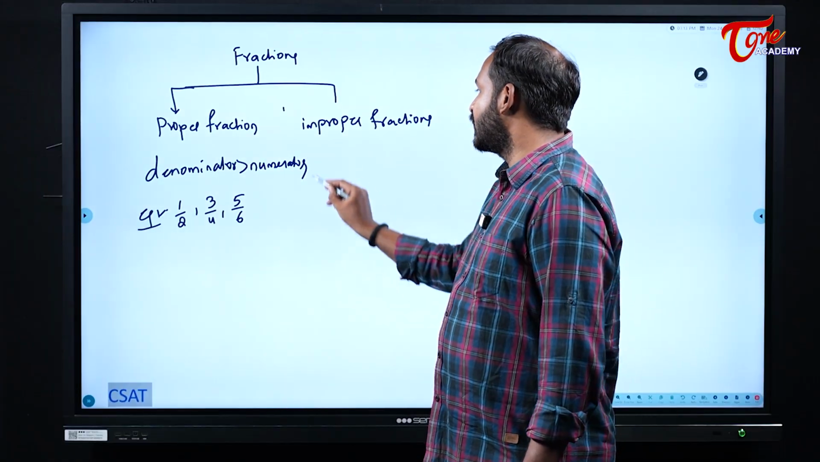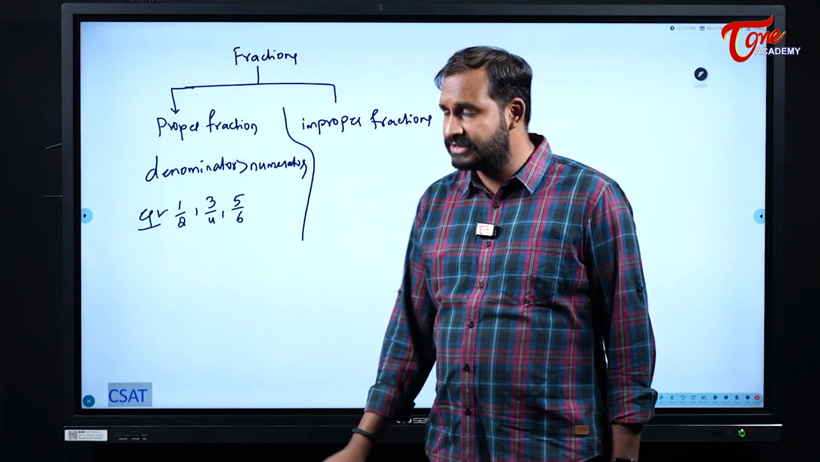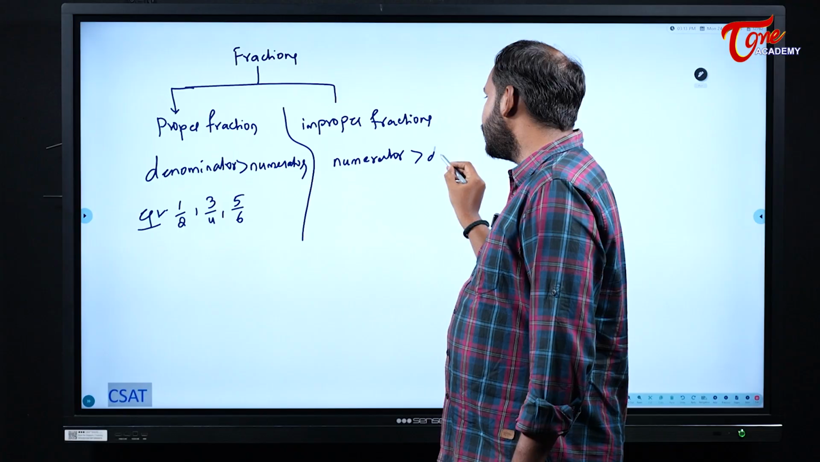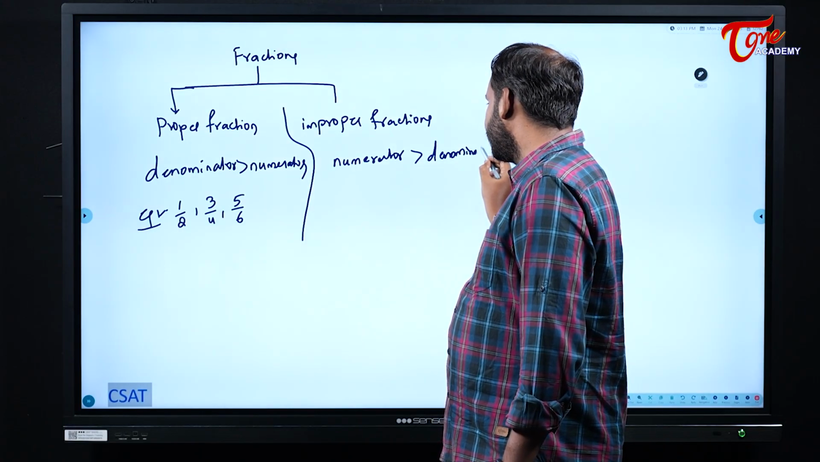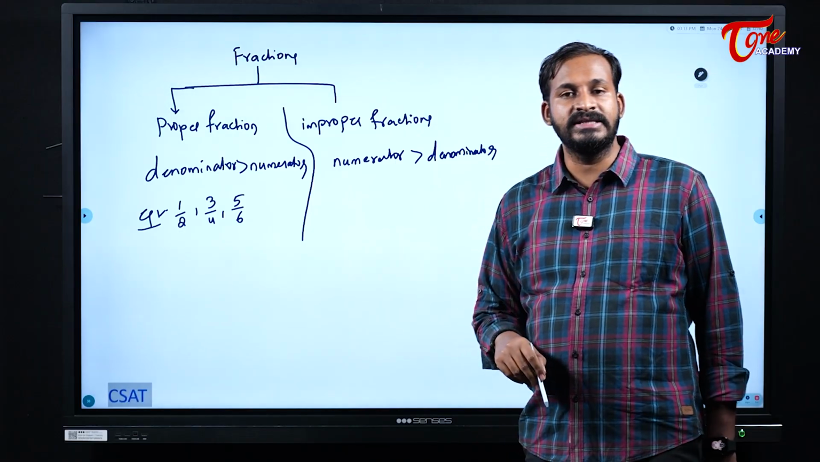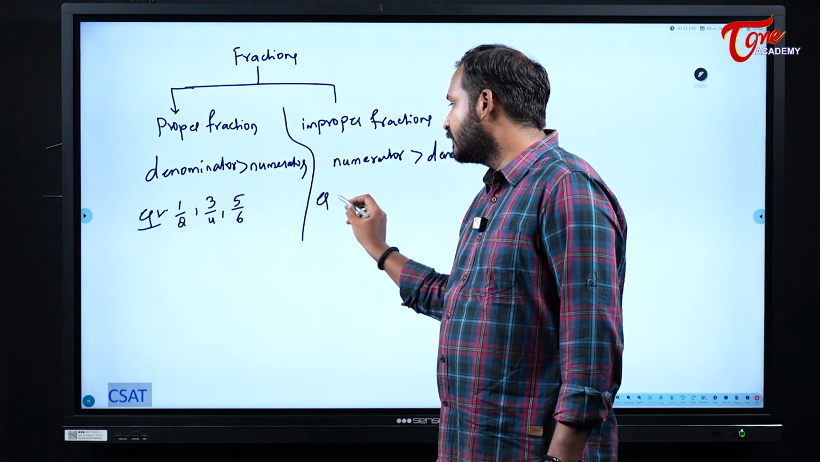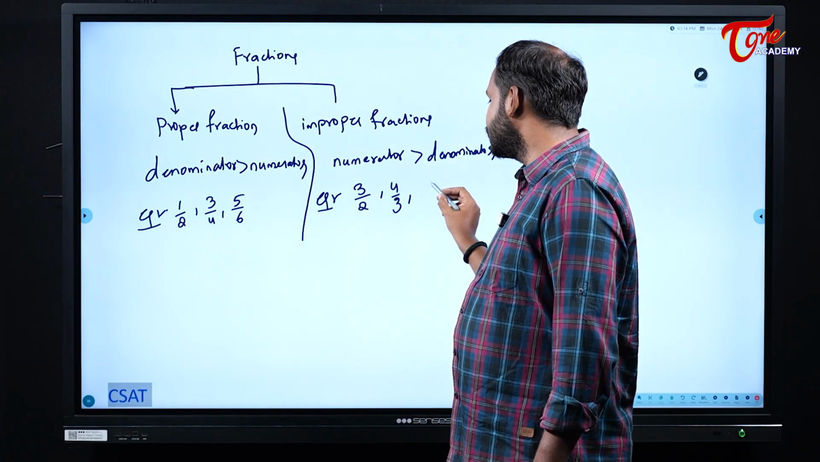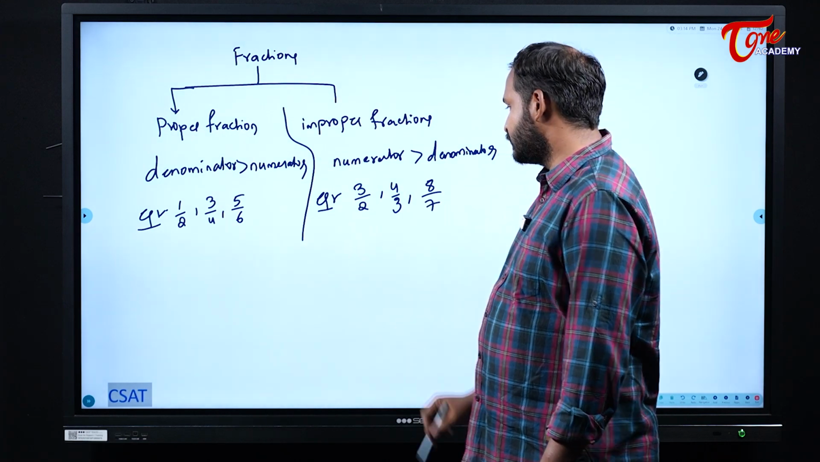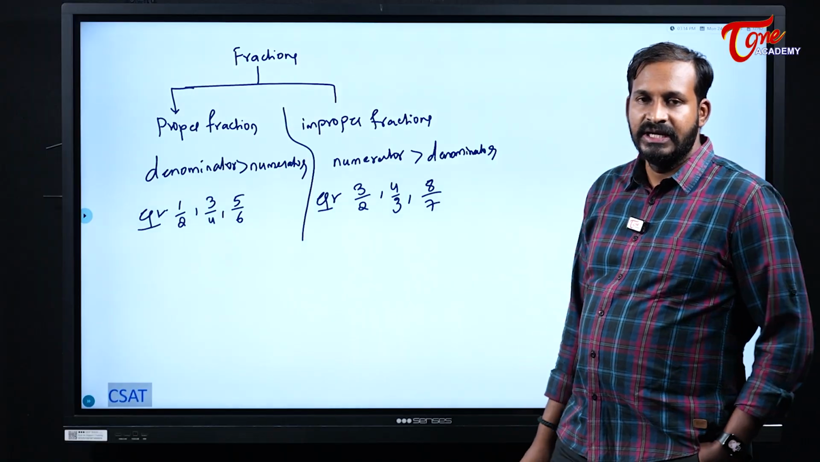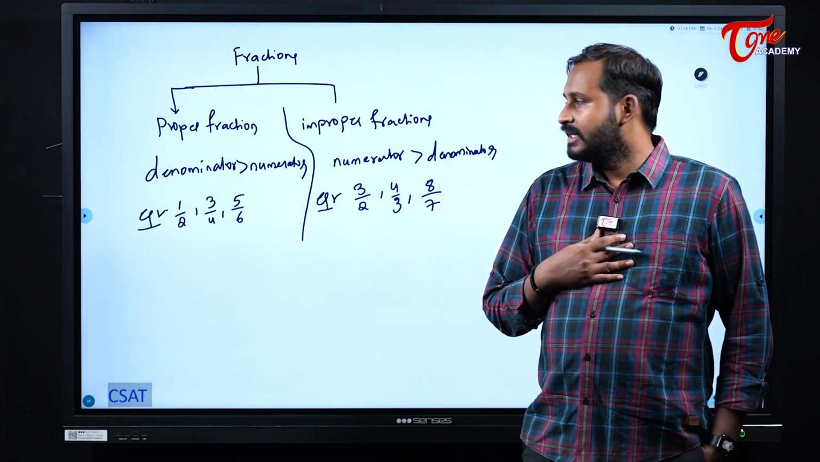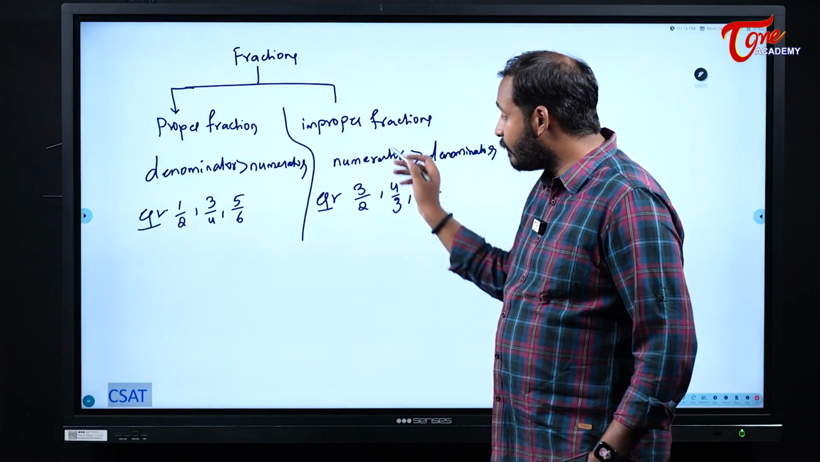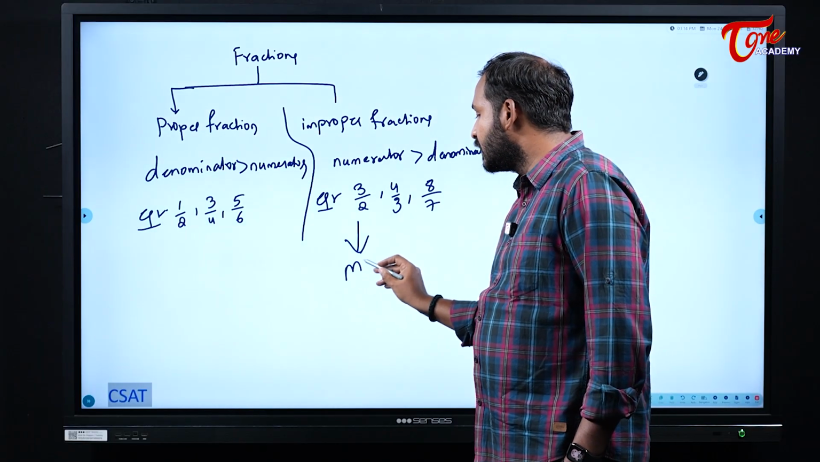Similarly, improper fraction. What are called improper fractions? If the numerator is greater than the denominator, then we call them improper fractions. Examples for them are 3/2, 4/3, 8/7, something like this. All these numbers we call improper fractions. See here, students, in our mathematics we write our answer in proper fraction, we will never write our answer in improper fraction. From these improper fractions, we have one more thing that is called mixed fraction.